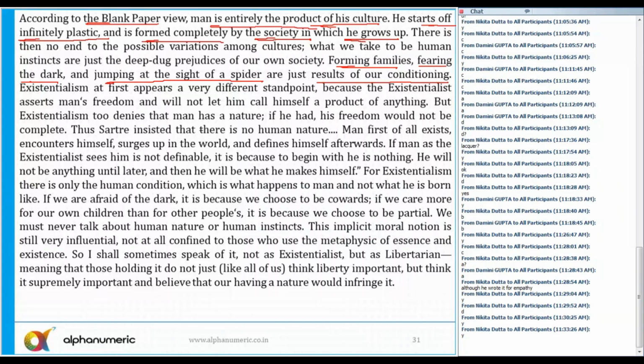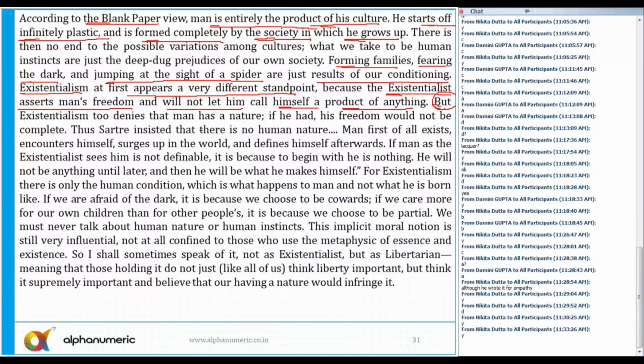Now, if you look at existentialism, it seems that existentialism is something very different from the blank paper view. Existentialism is different because existentialists assert man's freedom. They say that human beings are free and responsible for their actions. And they will not let him call himself a product of anything. So you cannot say that you have been limited by your circumstances. According to existentialism, human beings are always free. So this seems to be contrary to the blank paper view.